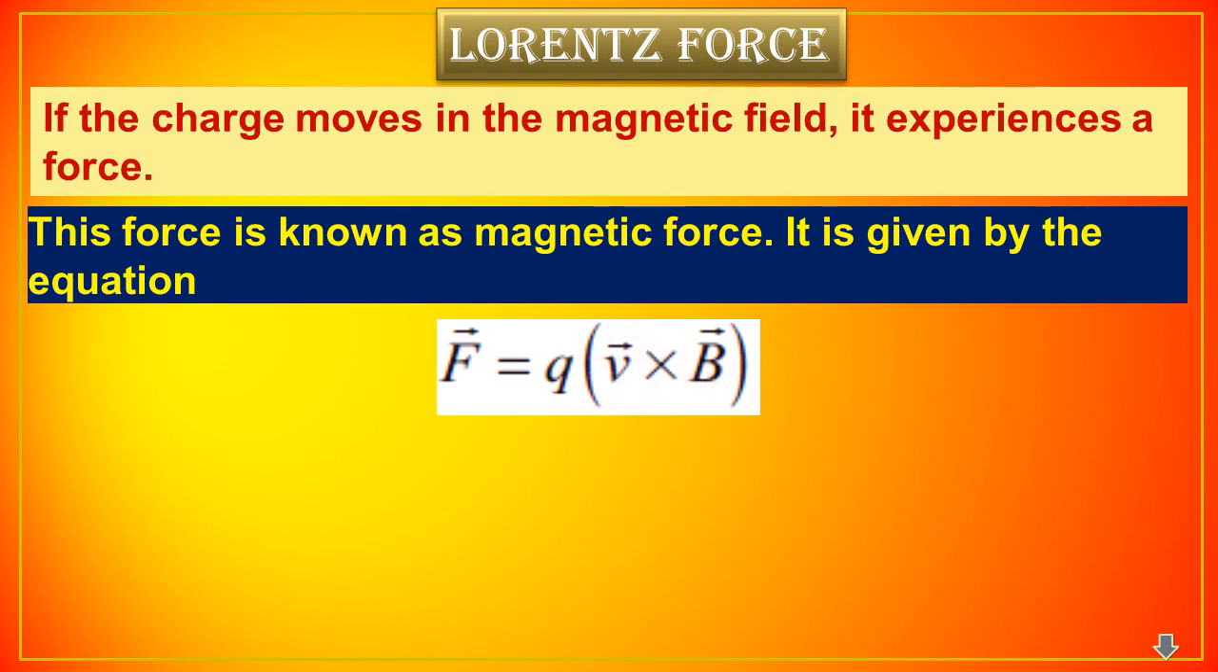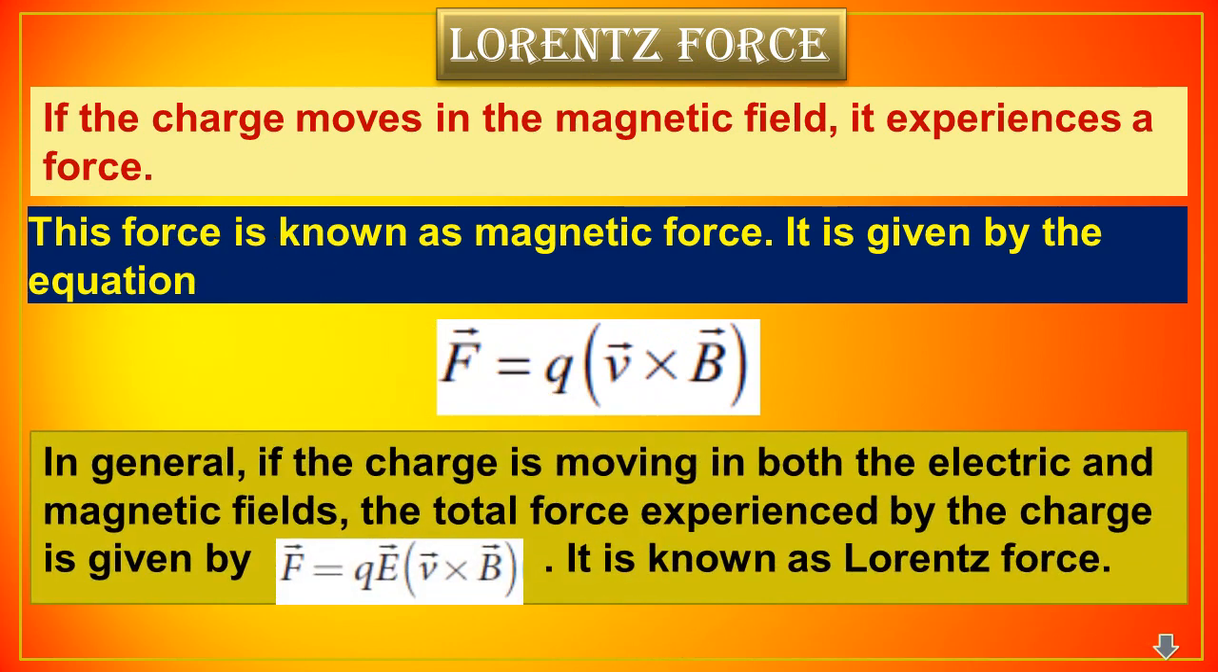In general, if the charge is moving in both electric and magnetic fields, the total force experienced by the charge is given by F vector is equal to Q times E vector, the electric field, plus V cross B, the magnetic field. This force is known as the Lorentz force, which is a very important force. We are going to use this Lorentz force in the next units, so study well.